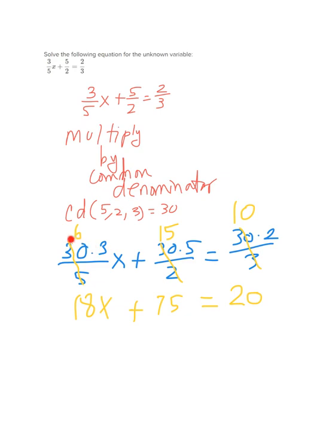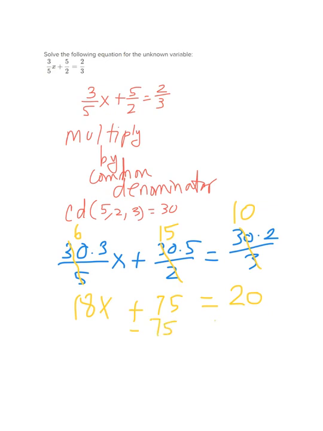So I multiply every term by 30. I do some dividing first, then some multiplying. Some dividing, then multiplying. And the result is I get an equation with no fractions. Pretty nice. So we can continue to solve.